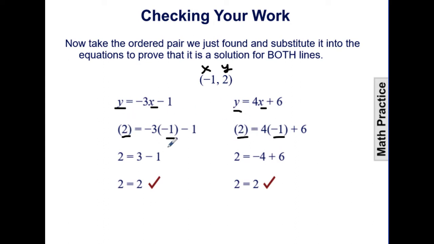In the first, if we make the substitution, -3 times -1 is 3, and 3 minus 1 is 2, so that is true. 2 equals 2. In the second equation, 4 times -1 is -4, plus 6 is 2, so 2 equals 2 again is true for that equation. So for graphing, you want to find the point where both lines intersect, and that's also the solution to both equations. It makes both of them true.